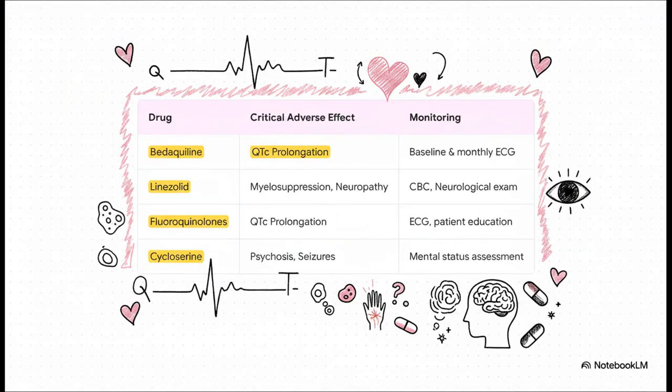For bedaquiline, the big one is QTc prolongation, so that means baseline and monthly ECGs, no exceptions. For linezolid, it's myelosuppression and neuropathy, so we need regular blood counts and neurological exams. And for cycloserine, you have to watch out for serious psychiatric side effects, which means careful mental status checks. Knowing these drug toxicity pairs and what to do about them is essential. It's all about proactive surveillance, not waiting for a disaster to happen.